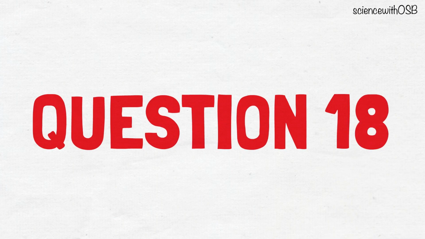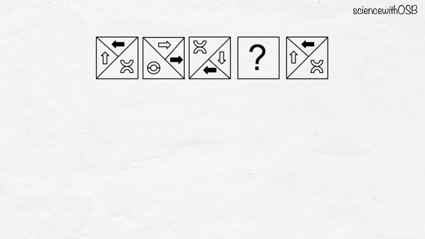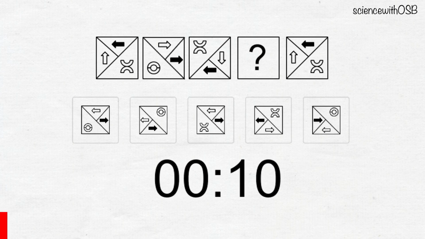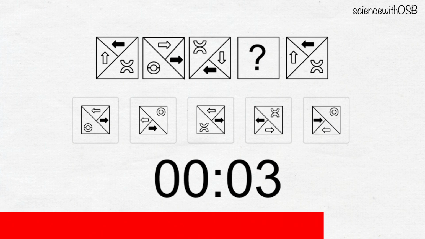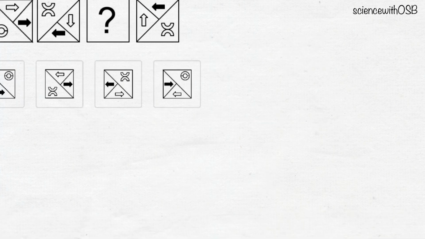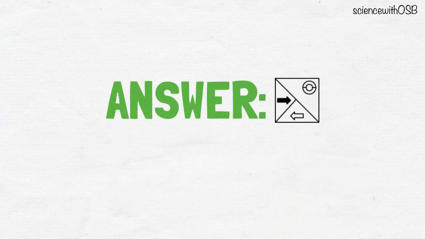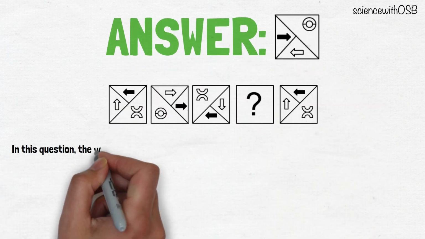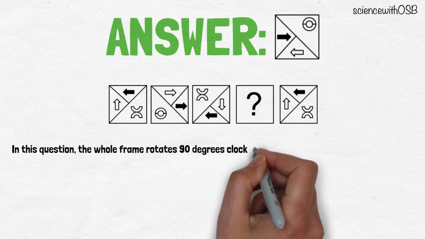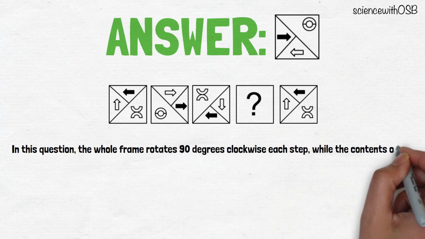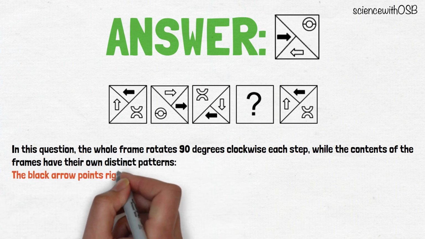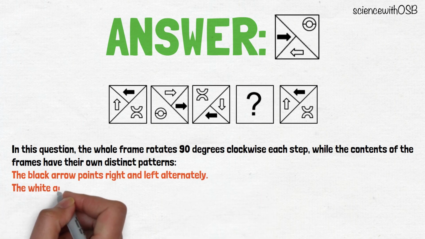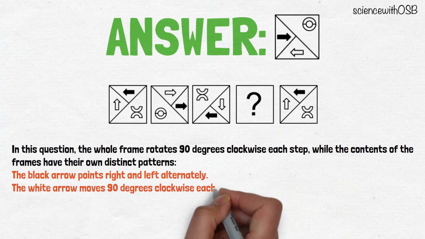Question number 18. Choose the image that completes the pattern. The correct answer is option 5. In this question, the whole frame rotates 90 degrees clockwise each step, while the contents of the frames have their own distinct patterns. The black arrow points right and left alternately. The white arrow moves 90 degrees clockwise each frame.